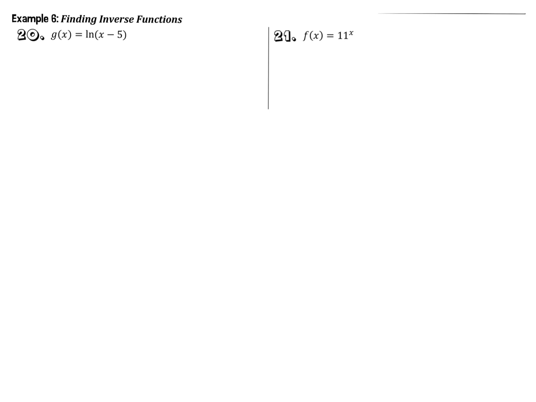So step 1, write your let statements. Be careful, number 20 is using g instead of f, so make sure you're saying let y equal g of x. Step 2, state that you're going to find the inverse and switch your x and y.